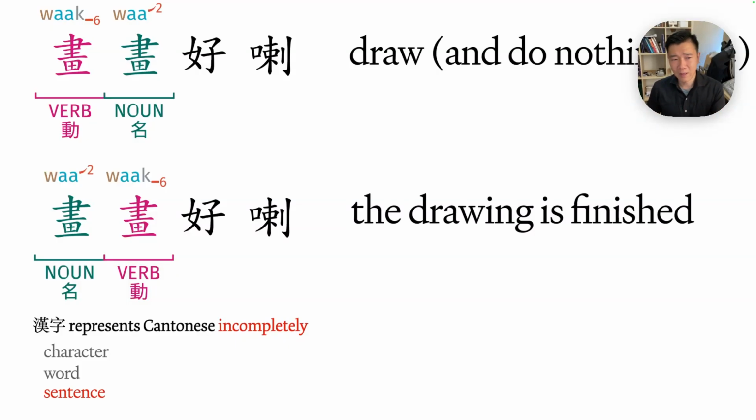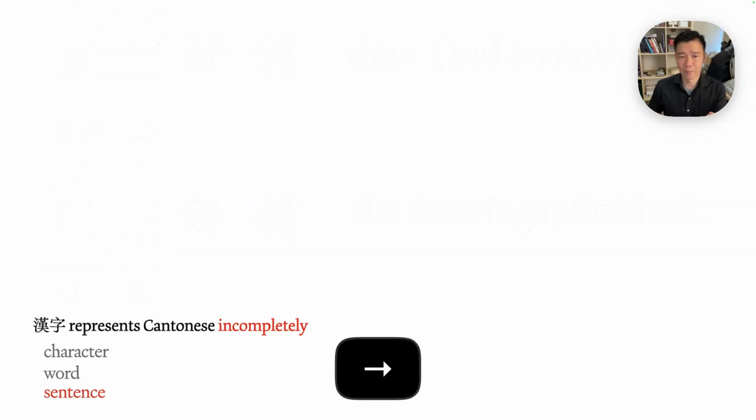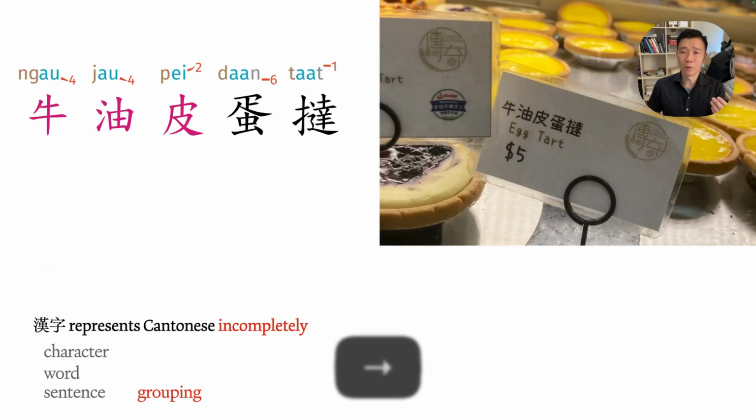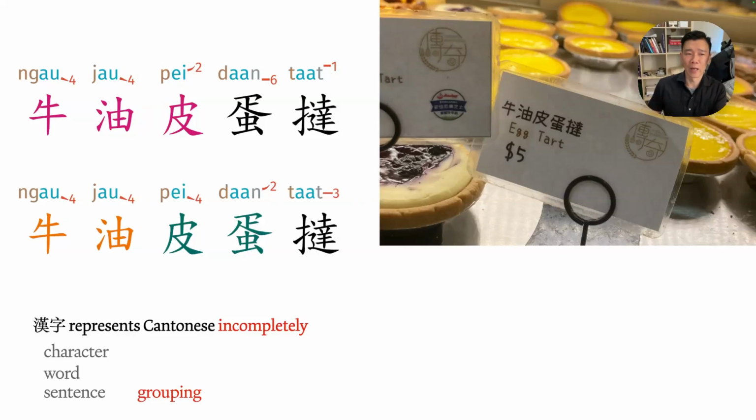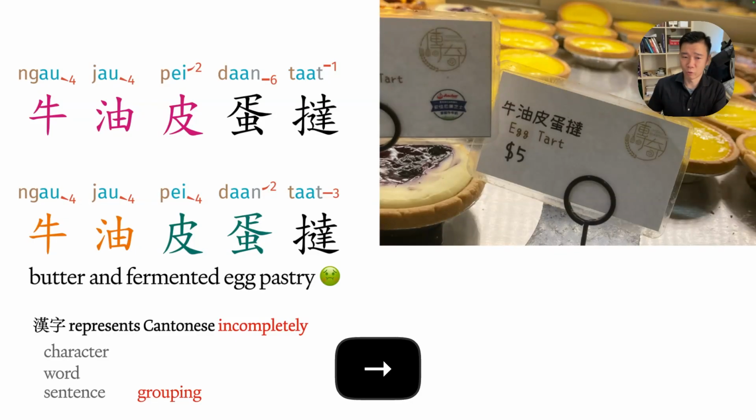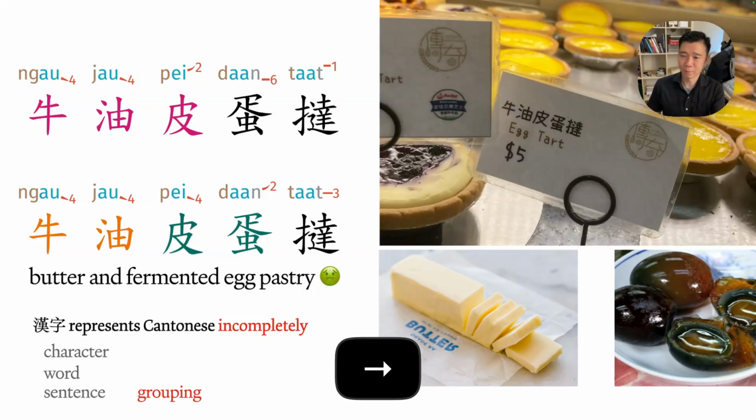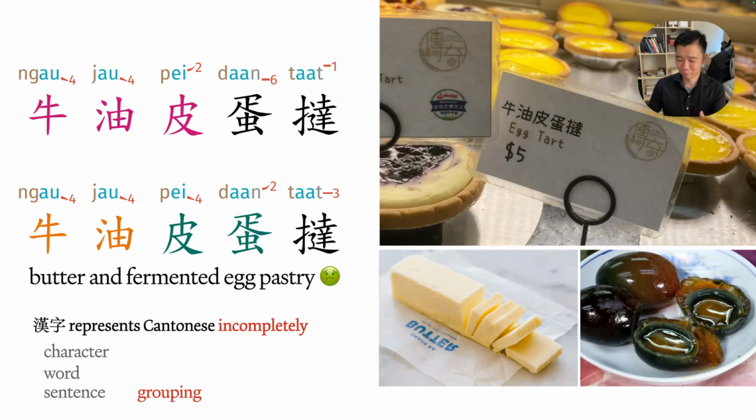And there's one more level where the Hanzi, the Chinese character, is not sufficient to designate the meaning. For example, when you read this, it's in a bakery next door to me. Most people would parse these five characters as 牛油皮蛋撻, which means butter, pastry, egg tart. There's a different, a bit more unusual way of parsing this, which is to take the first two characters as a group. 牛油, butter, 皮蛋, preserved egg tart, fermented egg tart, blended together, a bit strange.